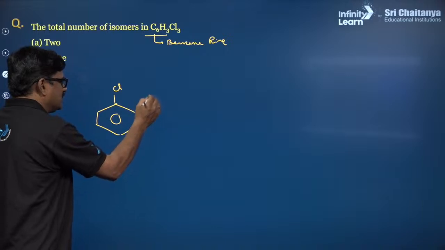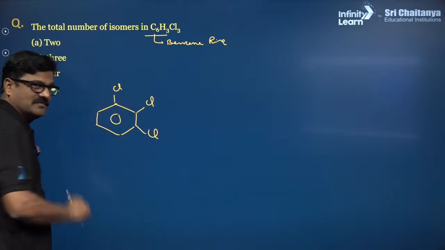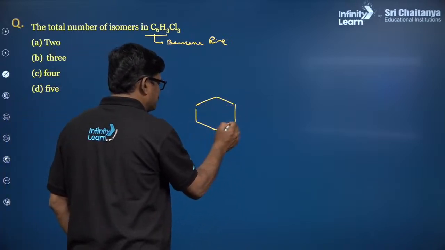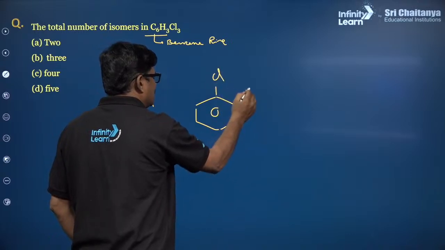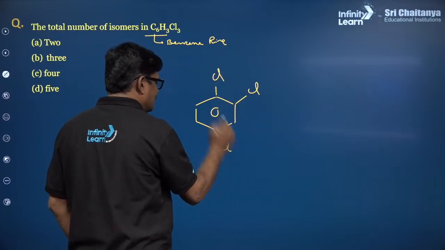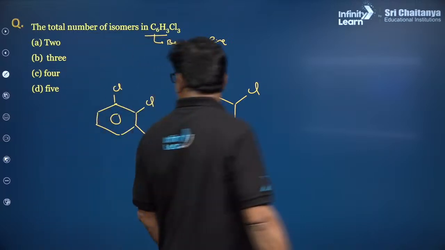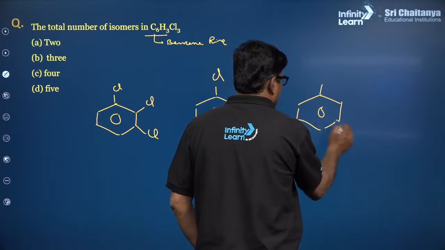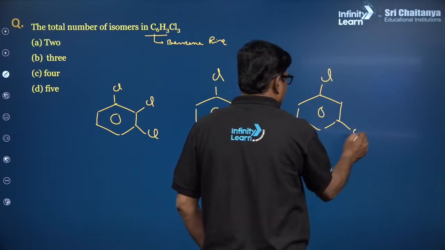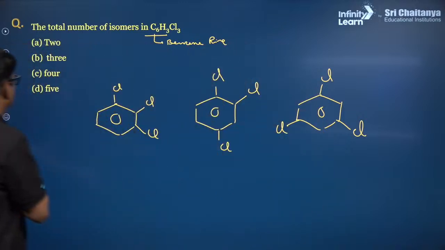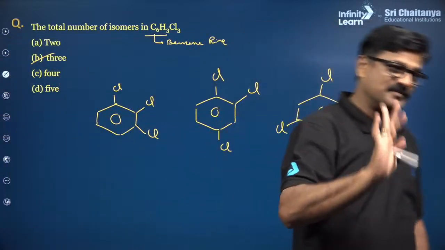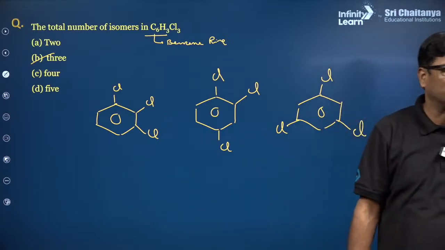3 chlorine atoms now. Right here it is the structure number 1. And here it is one more. Cl and a Cl and a Cl. Perfect. So total I got 3, which means your answer is B. Perfect, clear, wonderful.